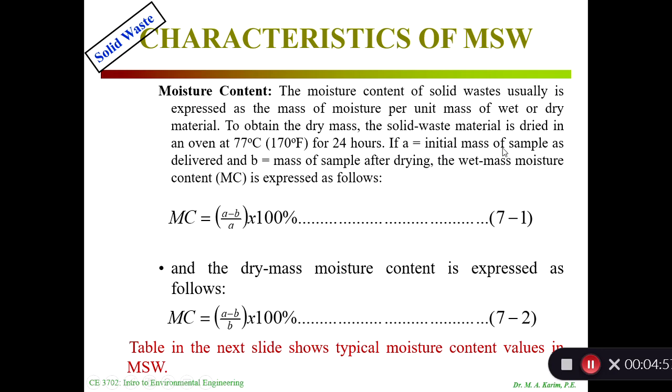If A is the initial mass of sample as delivered and B is the mass after drying, the weight mass moisture content is expressed as MC equal to (A minus B) over A times 100. Here A is the weight, so that's why this is called the weight basis. And the dry mass moisture content is expressed as follows: (A minus B) over B times 100.